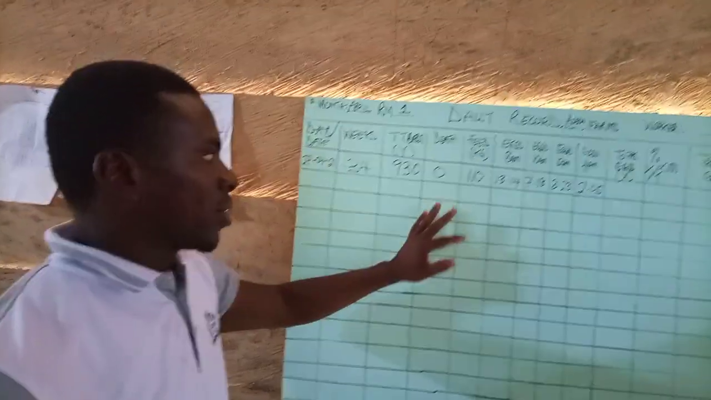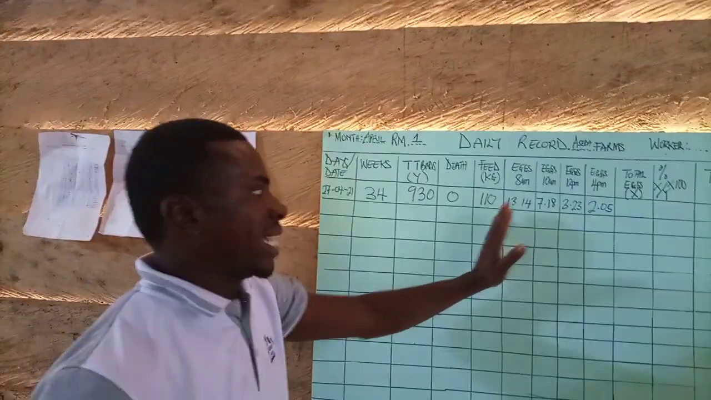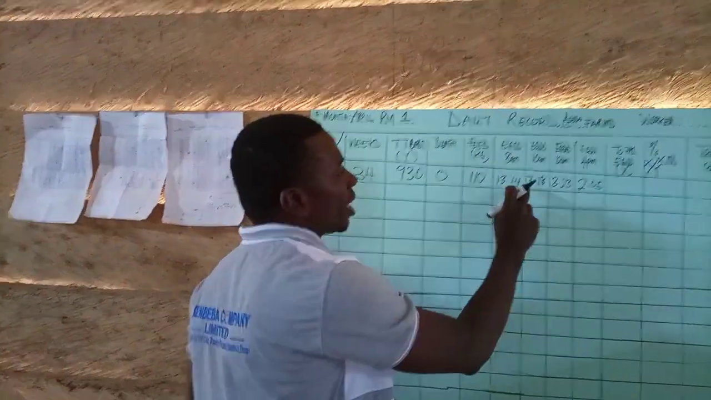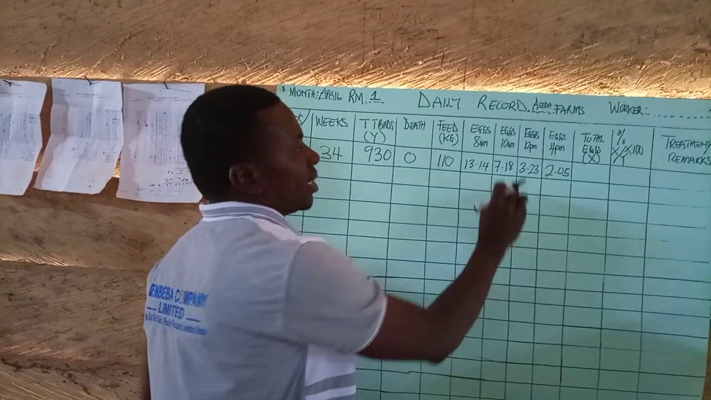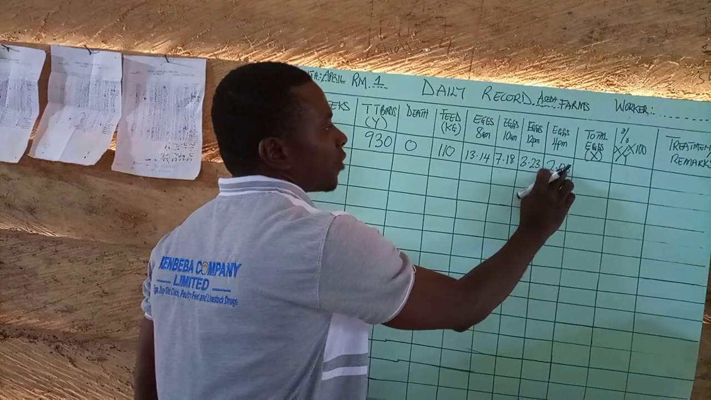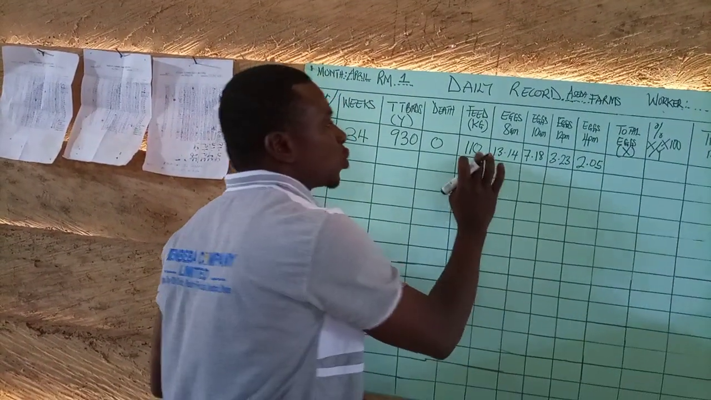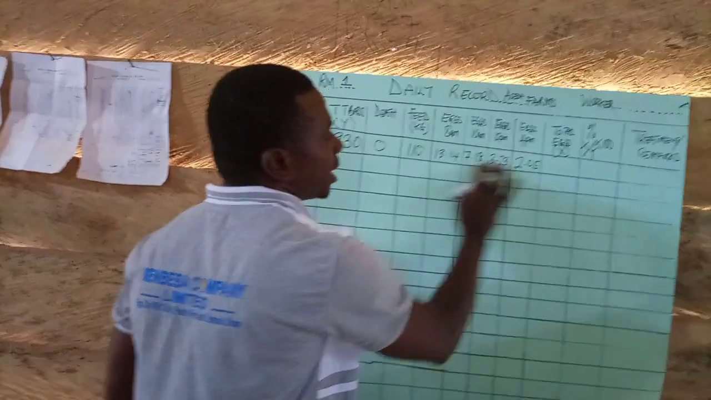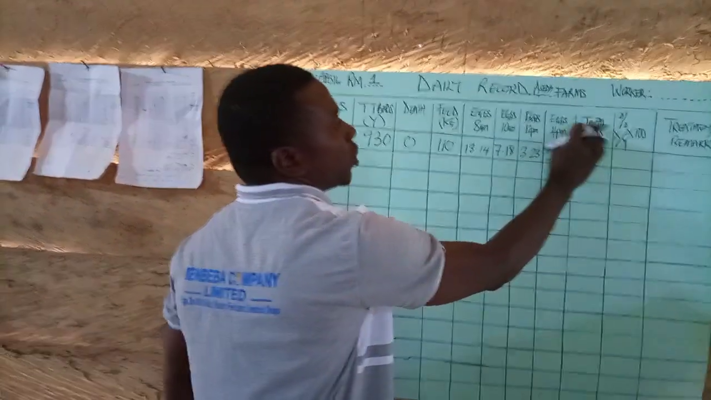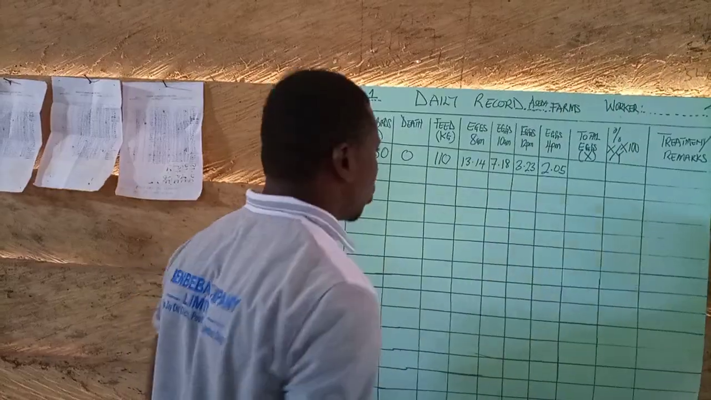Today, the records that they had, the X in crate that they had is this: 13.14, 7.18, 3.23, 2.05. That is it. So we are now going to total all this crate and X and then write it here. That is why we have written total X. Total X. So we are going to calculate it.